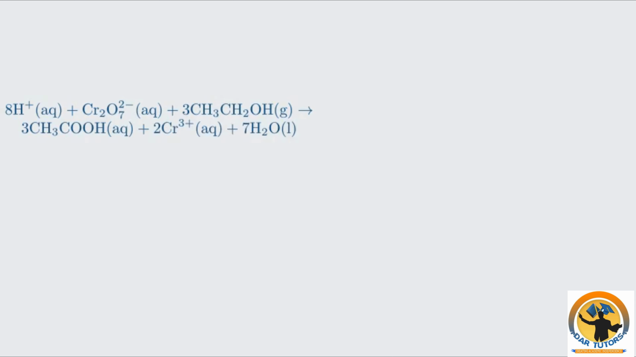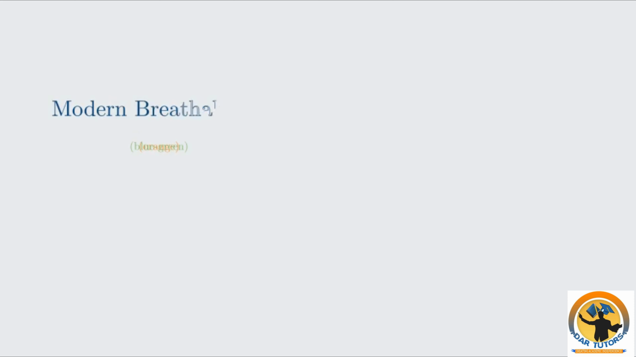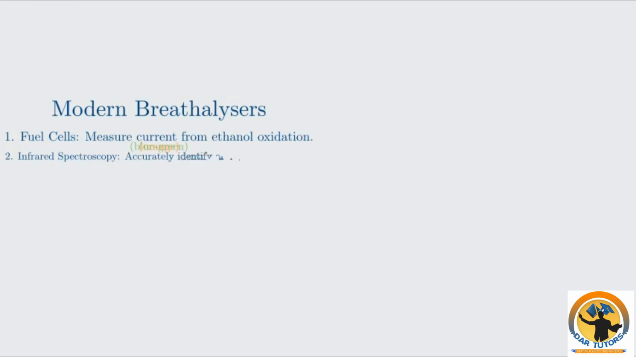The overall reaction shows orange dichromate(VI) becoming blue-green chromium(III). The extent of the color change along the tube was proportional to the concentration of alcohol in the breath. Modern breathalyzers are more sophisticated. Fuel cells are often used, where the current produced by the oxidation of ethanol is measured. More advanced versions use infrared spectroscopy to accurately identify and quantify ethanol.